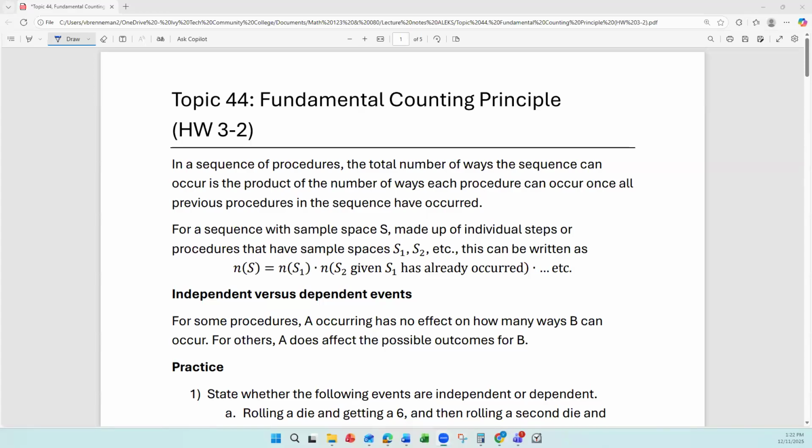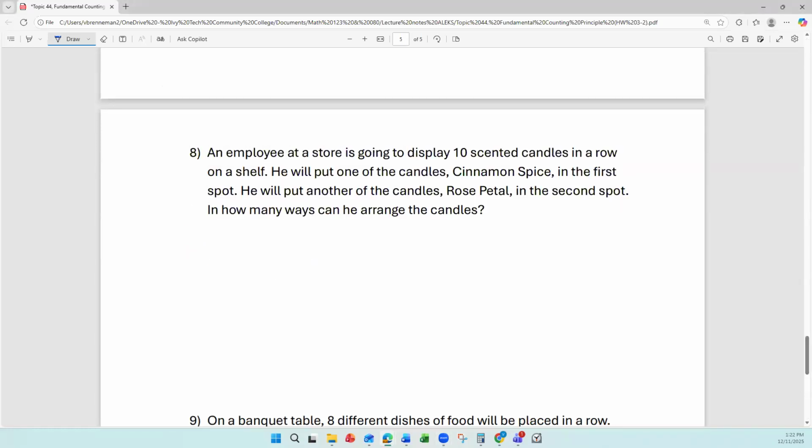This video is over topic 44, numbers 8 and 9. So looking at arranging objects. Each of these has a little quirk to it. The first one says you're looking at 10 candles being put in a row, but you don't want to just grab that 10 and do anything with it. Because if there's 1, 2, 3, 4, 5, 6, 7, 8, 9, 10.